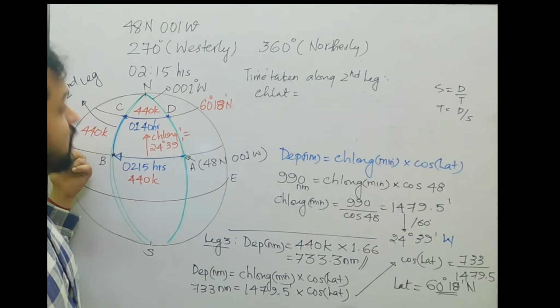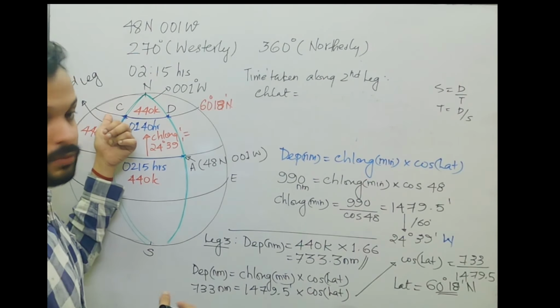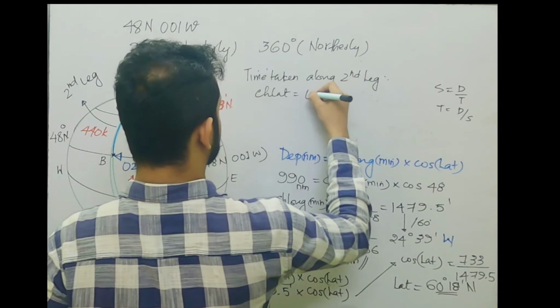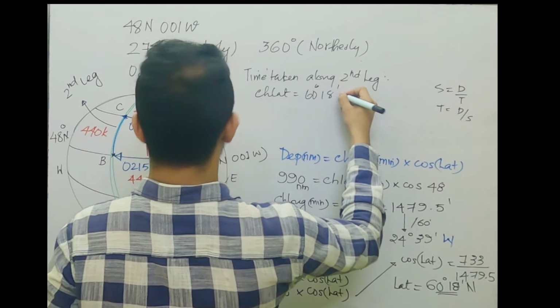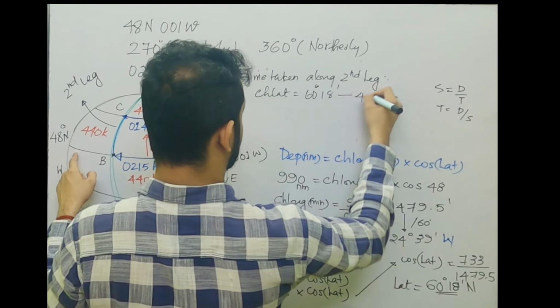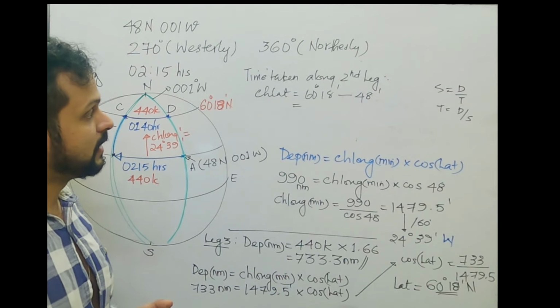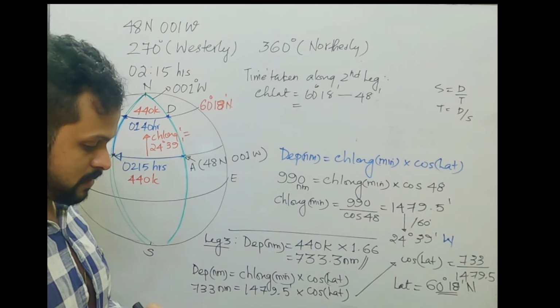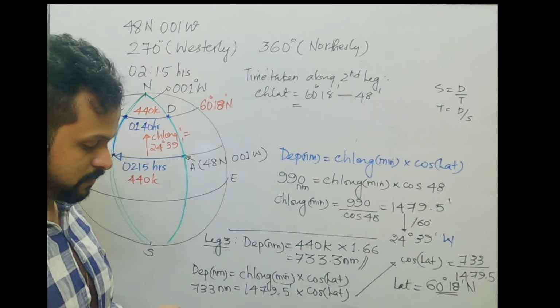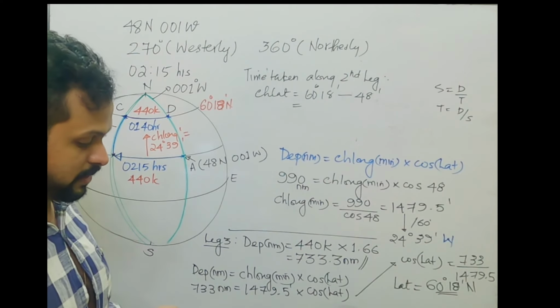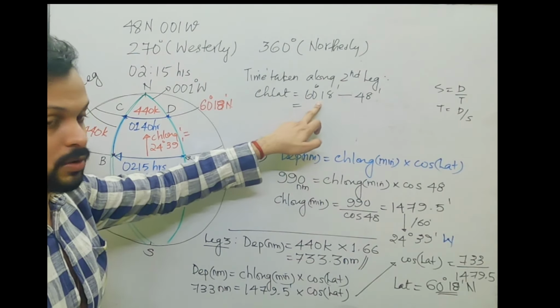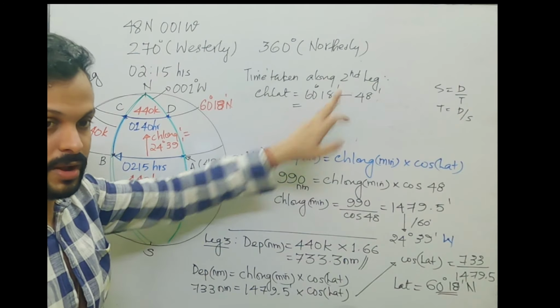We got 48 here. That is the whole point of finding this latitude, because we need the chilat. So the latitude is 60 degrees 18 minutes. How will you find out chilat? By subtracting, right? So 60 degrees 18 minutes north minus 48 degrees. Now, do you know how to enter this into your calculator, in degrees, minutes, and subtract? Yeah. You know that, right?